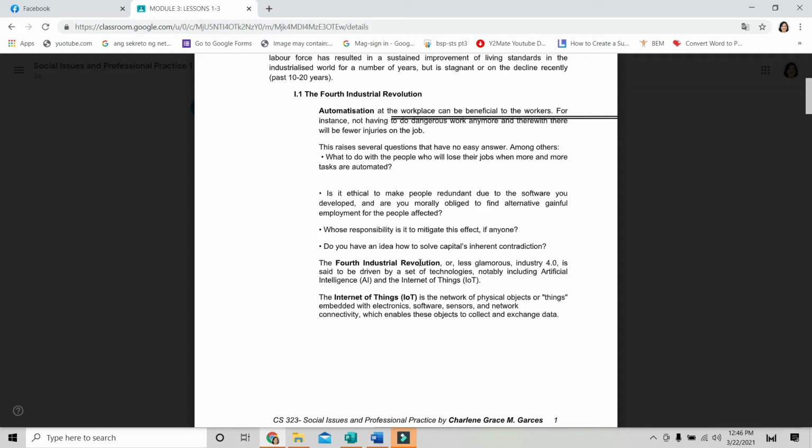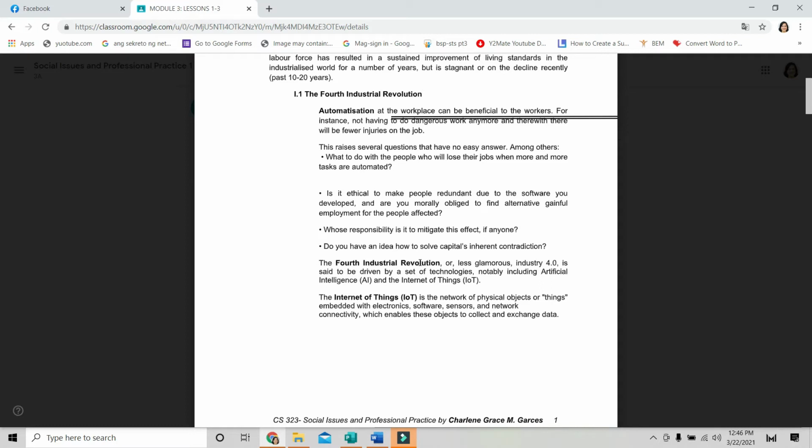Many repetitive tasks will shift from manual labor into automation. So let's say, for example, what are the examples of those? Connected appliances. This is actually part of Industry 4.0. For example, the smart TV.